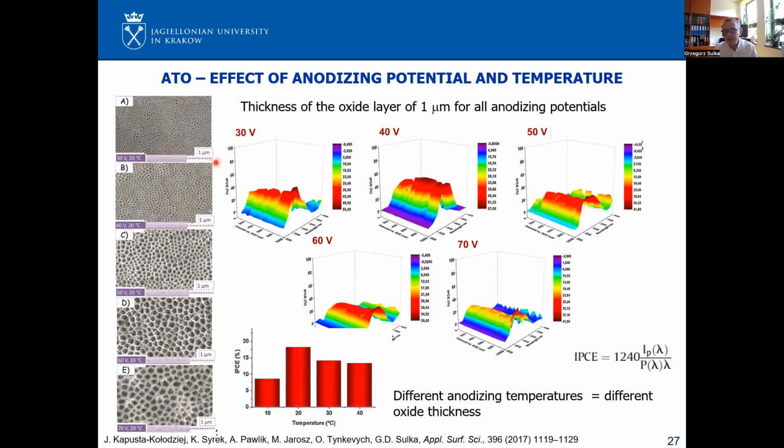We also checked the temperature which was best for generating anodic titanium oxide, and the best temperature was close to room temperature. It was 20 centigrade. It depends. The best efficiency of transformation of photon into electricity was at 20 centigrade, and is related directly to the thickness of the oxide which is formed at that temperature.